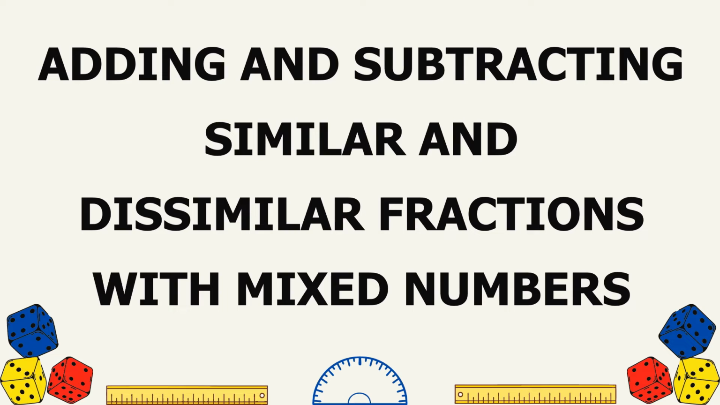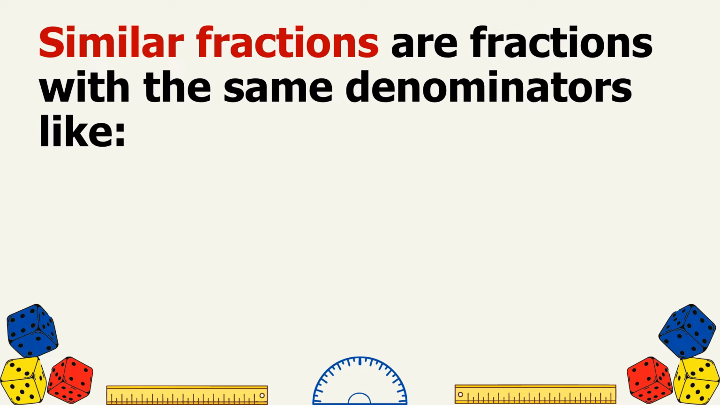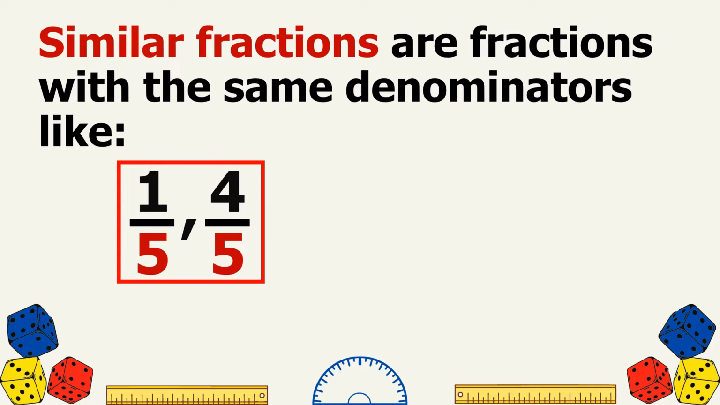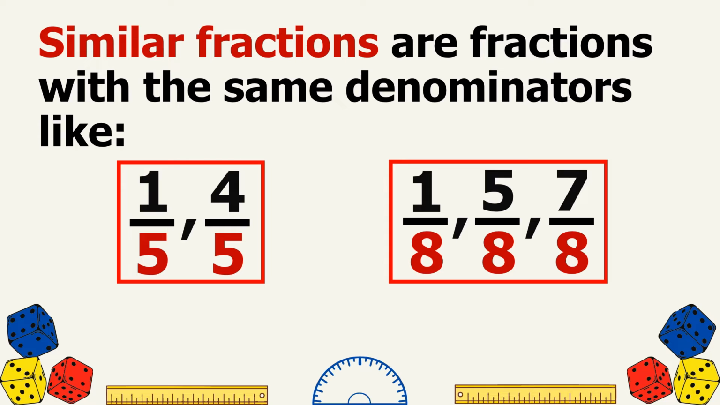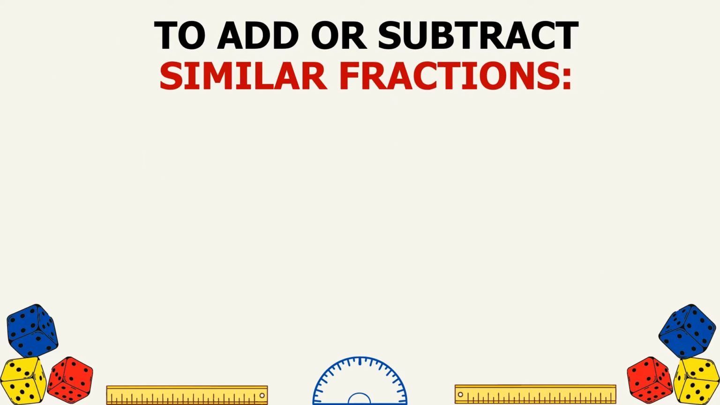In this video, we will learn about adding and subtracting similar and dissimilar fractions with mixed numbers. Similar fractions are fractions with the same denominators, like 1/5 and 4/5, and 1/8, 5/8, and 7/8. To add or subtract similar fractions, we follow these steps.